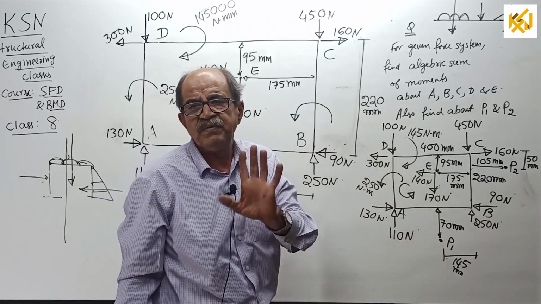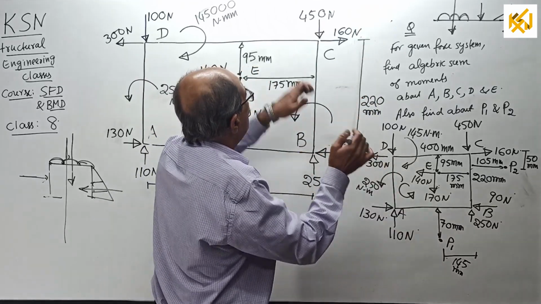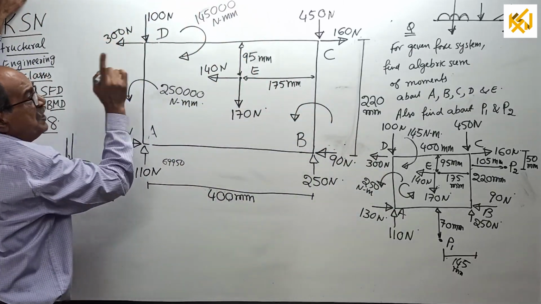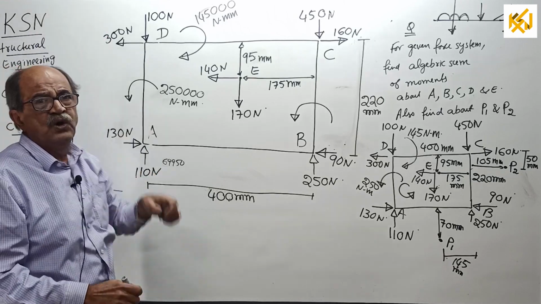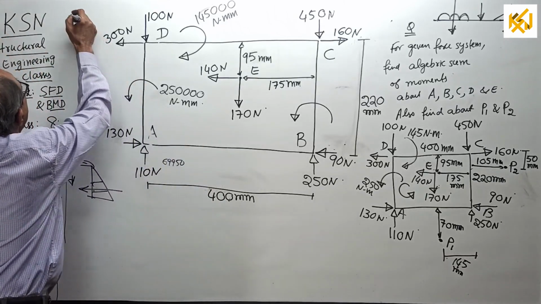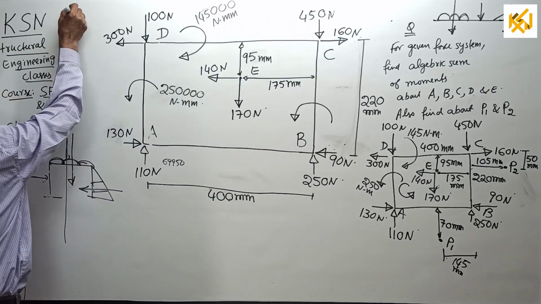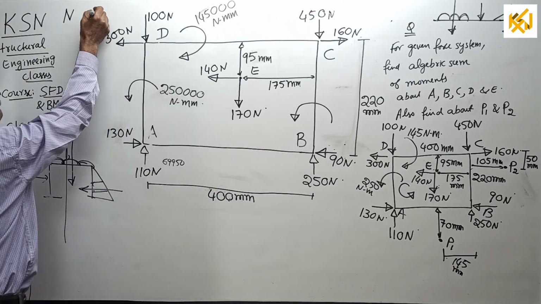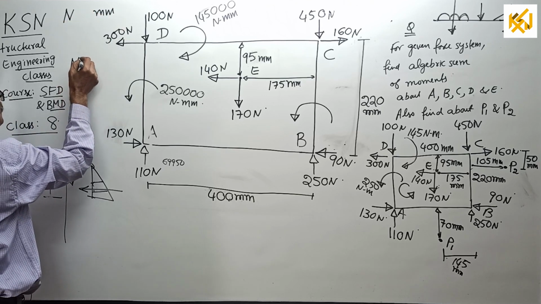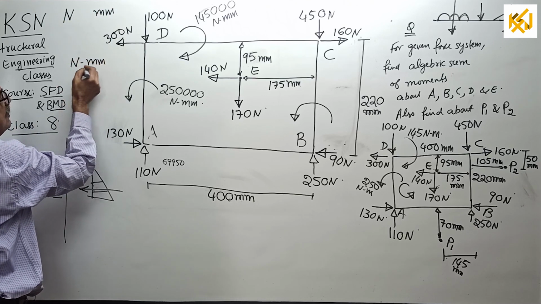Now, before going further, one small important thing. When you find moment, we will consider units. Moment is force multiplied by perpendicular distance. So if I take force in Newton and distance in millimeter, moment will be Newton millimeter.